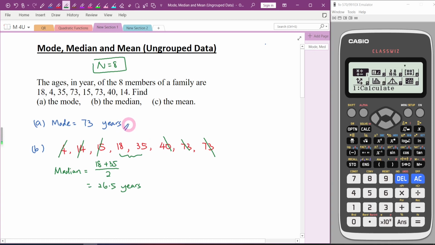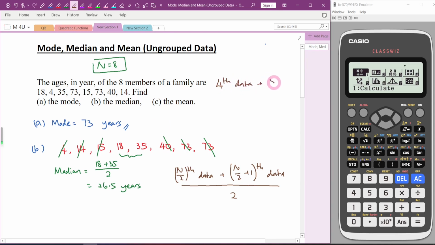So if let's say you want to use a formula, you can use this one. Like this is even number, right? So n over 2 th plus n over 2 plus 1 th divided by 2. So in this situation, the n will be equal to 8. 8 divided by 2, you will get 4. 4, this is the 4th th plus the 5th th divided by 2. Right? If you are using this formula, you will get this. You see, it's actually correct. 1, 2, 3, 4. The 4th and the 5th.